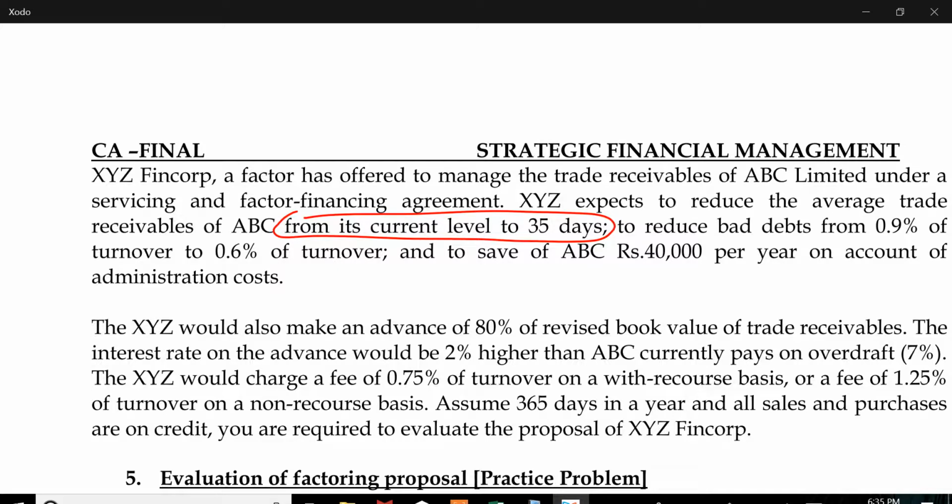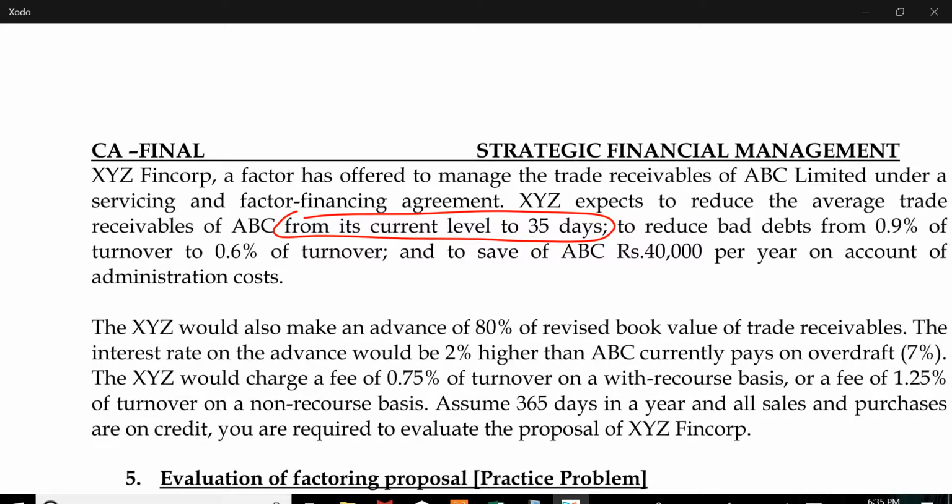Then he is saying you will also save some 40,000 per year on account of administration. He will lend us only 80% of the revised book value of trade receivables. Interest rate is going to be 2% higher than what ABC is currently paying. XYZ would charge 0.75% on a with recourse. With recourse means bad debt risk lies with the company. With recourse means he will come back to us.